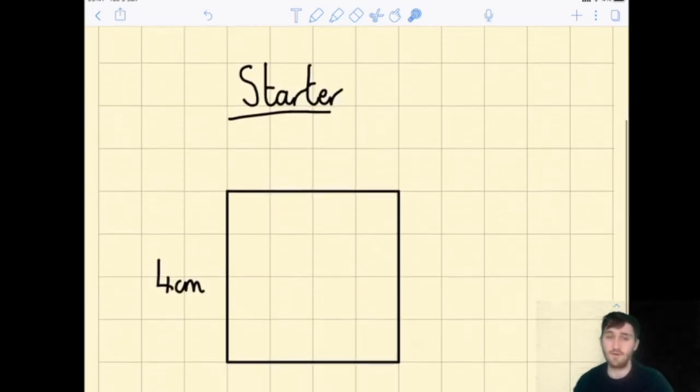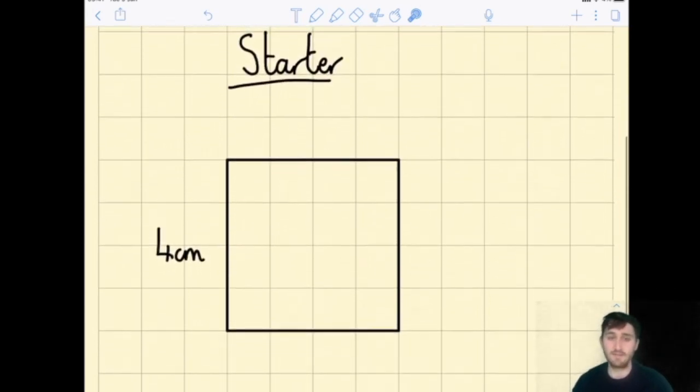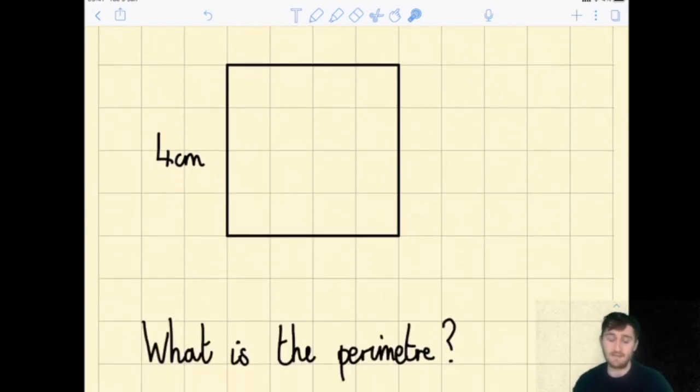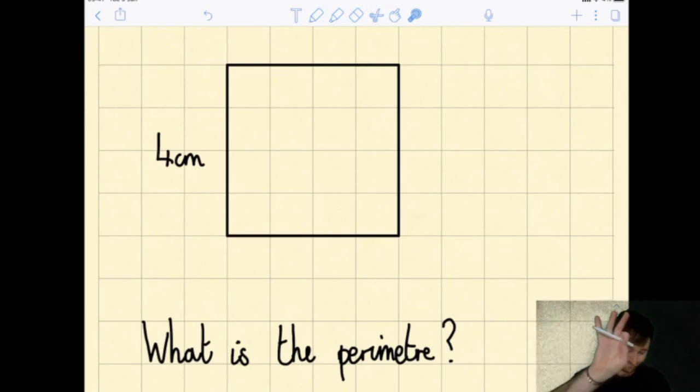In our starter, we have already done some work before on measurement, and we have looked at the perimeter. So our starter today is I want you to find the perimeter of this square just here. So remember, with our perimeter, we need to find out the length of these four sides and then add them up. And then remember to put your measurement after the answer. Give that a go, guys, and we can see whether you get the right answer. Okay, pause.